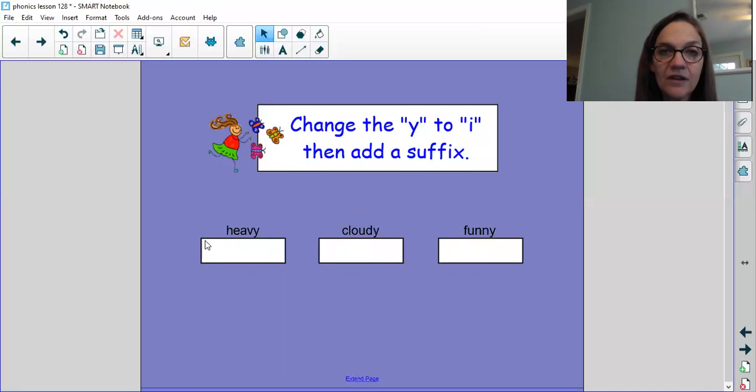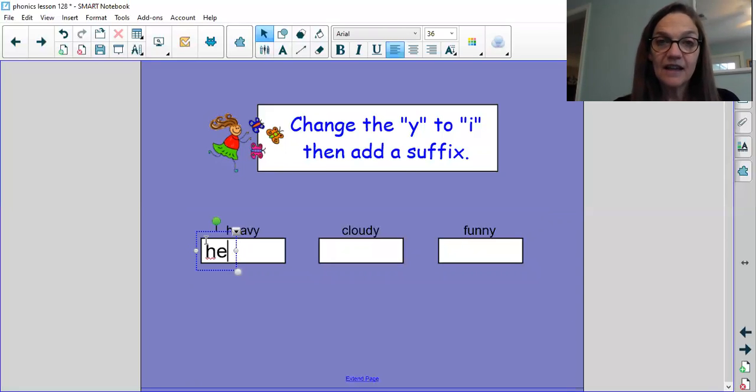So if you have your whiteboard there or a piece of paper or a chalkboard, go ahead and write heavier. My box is heavier than your box. Heavier. Okay, we're going to spell it: H-E-A-V. Then we have to change the Y to an I. Then we add E-R, and that's heavier.